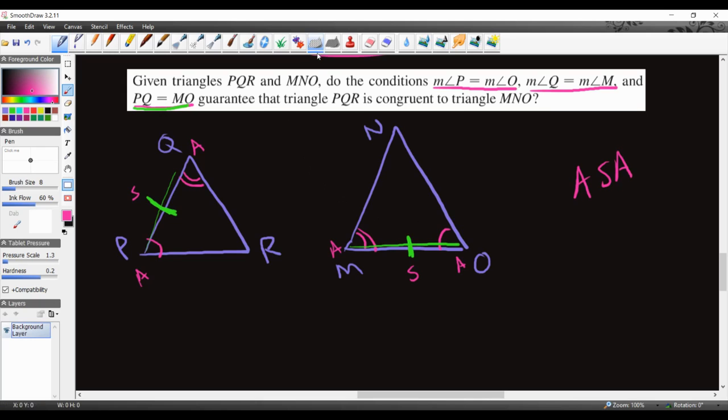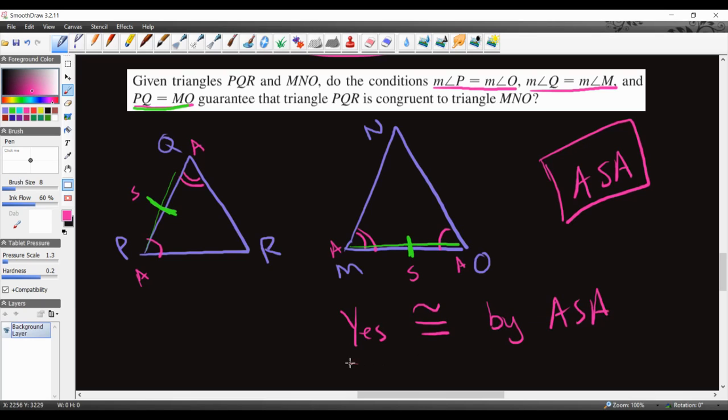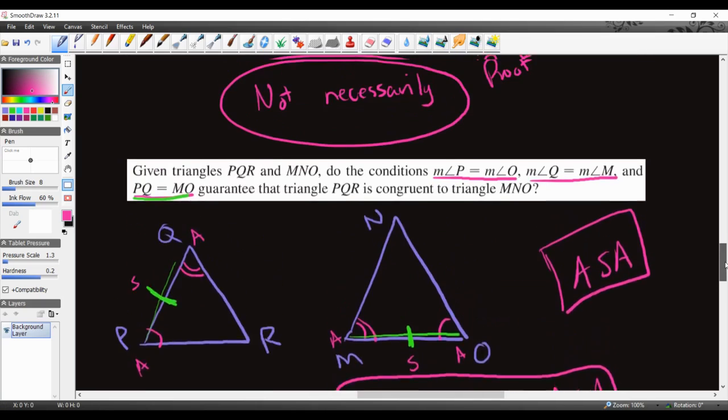And if you remember from the postulates that we did a minute or two ago, this is in fact one of the congruency postulates. So yes, they are congruent by angle, side, angle. Okay, easy as that. And I think we are almost done.